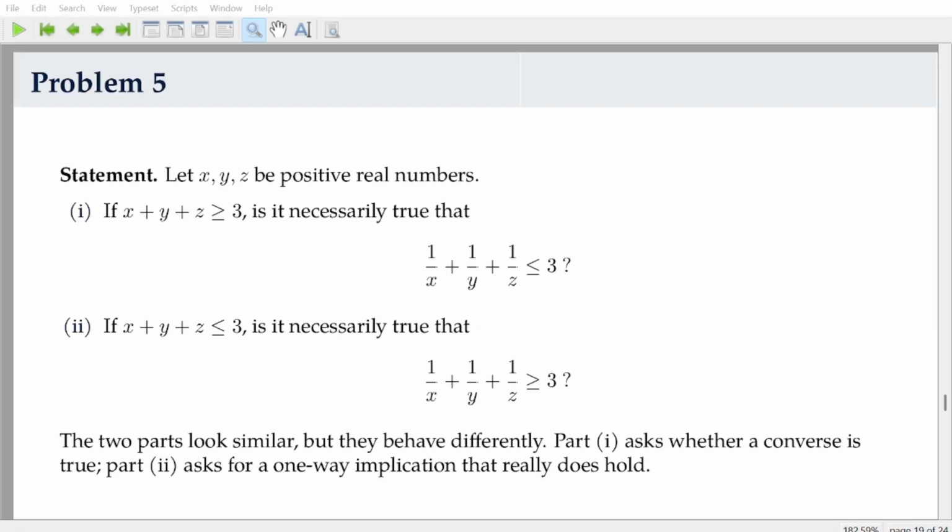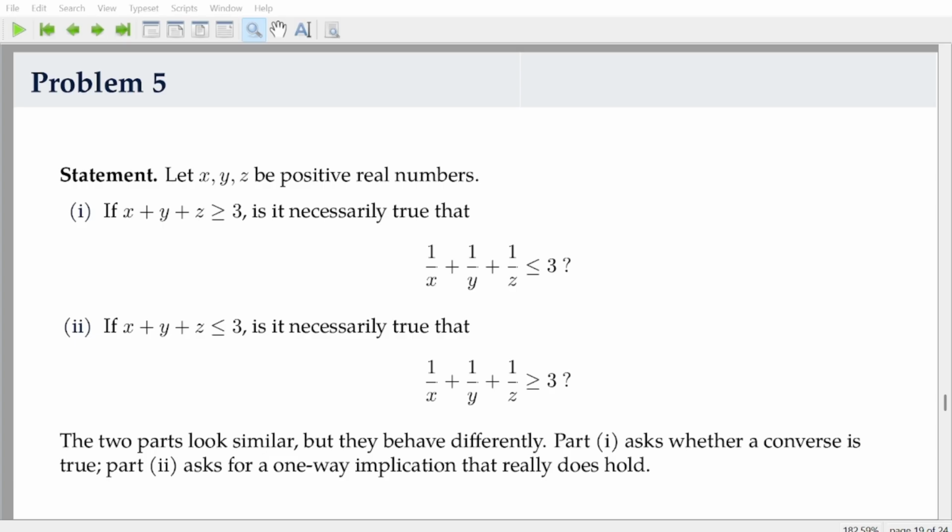So, to finish, we have problem 5 asking about the reciprocals of 3 positive real numbers, x, y, and z. There are 2 parts to this question. The first part asks us, if we know that x plus y plus z is greater than or equal to 3, is it necessarily true that 1 over x plus 1 over y plus 1 over z is less than or equal to 3? And the second part of the question asks us, if we know that x plus y plus z is less than or equal to 3, is it necessarily true that 1 over x plus 1 over y plus 1 over z is greater than or equal to 3?